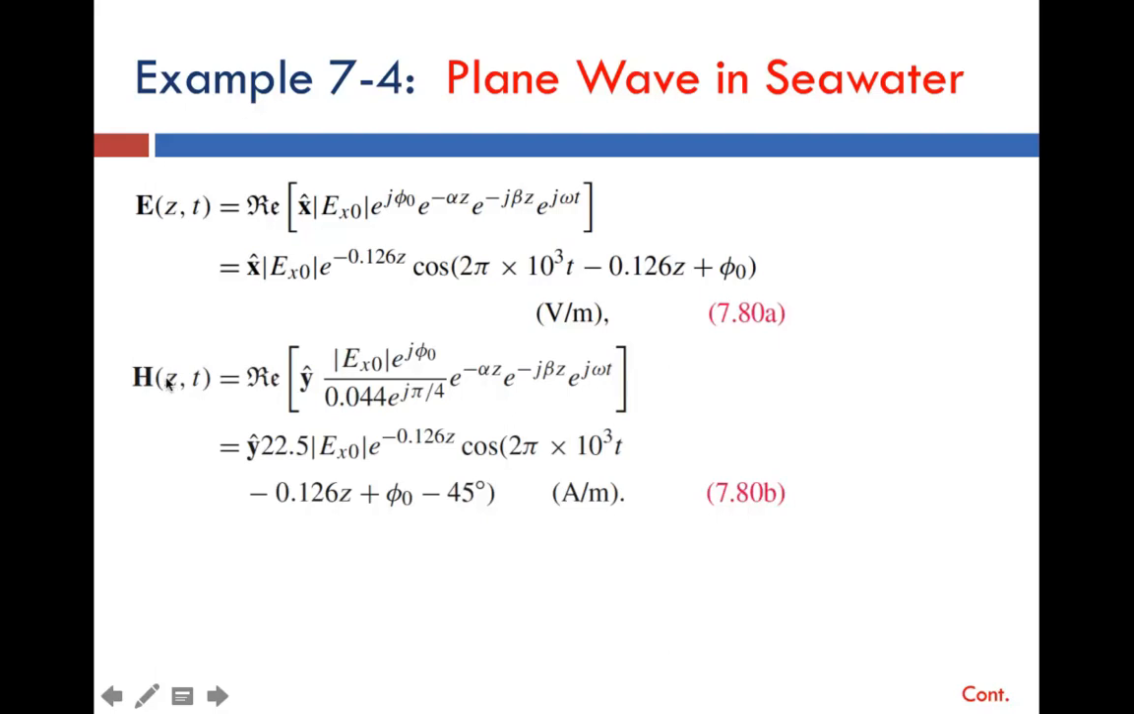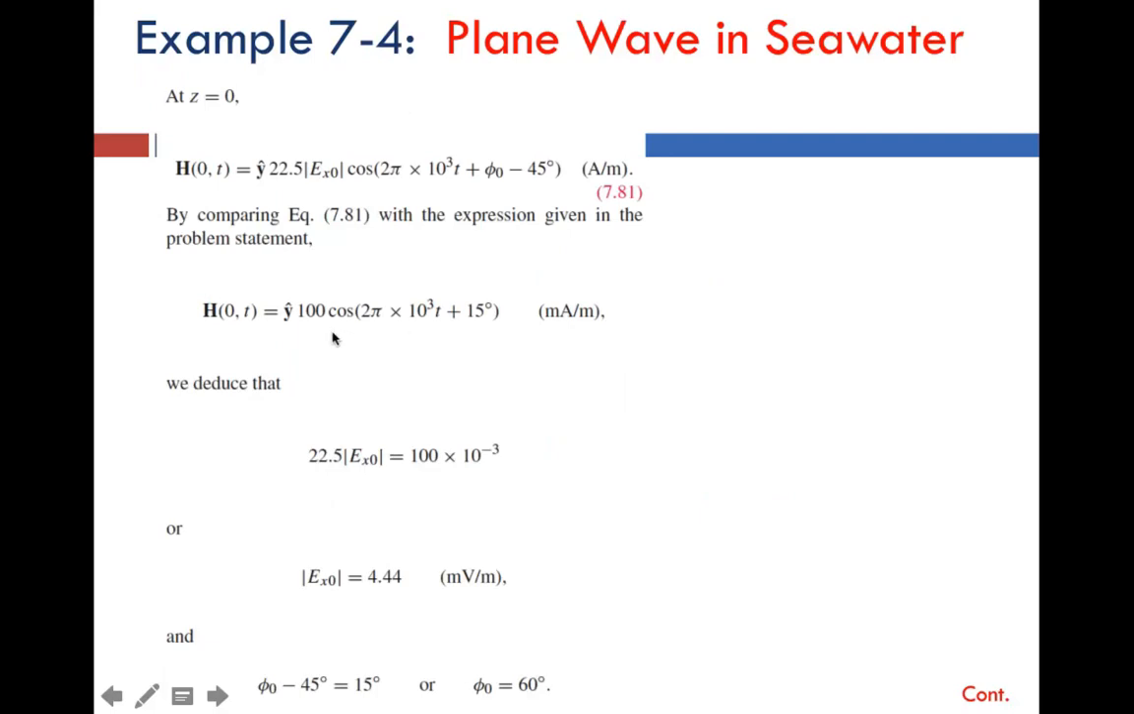So H basically would then be the real part, when we go to the time domain, of the electric field divided by eta. So this is eta. When we take the electric field divided by eta and plug in all the terms, this is the expression that we get, expression 7.80b.